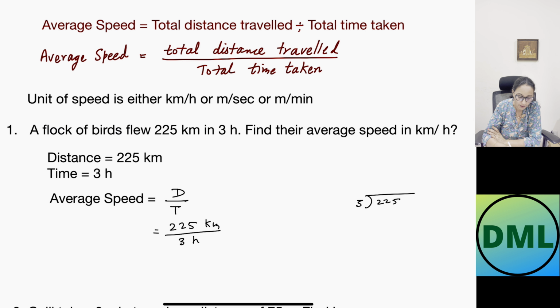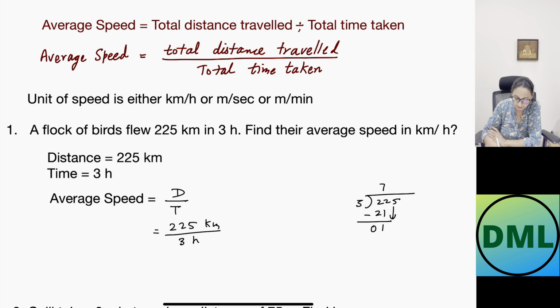3 is a one digit number. If I look at the first digit, this is 2, which is lower than 3. I can't divide it. I have to take a double digit here, 22. If I divide 22 by 3, it will be divisible by 7. 7 times 3 is 21. Let's write 7 here. It will be 21. If you subtract it, 2 minus 1 is 1. 2 minus 2 is 0.